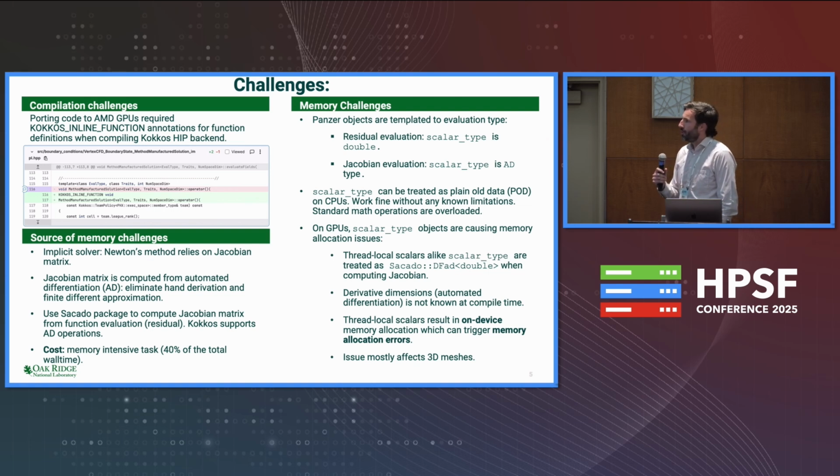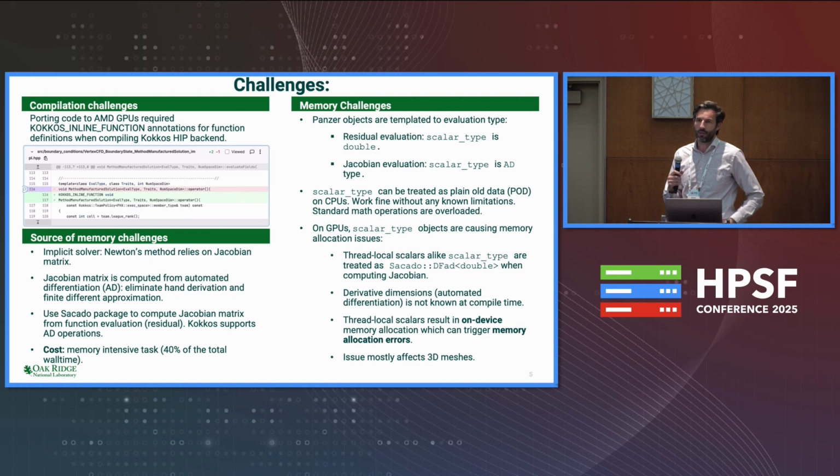So the approach that we have been following with Vertex-CFD is we build the Jacobian matrix using automatic differentiation. And when you do that, you rely on the Sacado package that is going to numerically calculate the derivative with respect to the degrees of freedom you're solving for. So when you do that, it's very simple because you don't have to derive the Jacobian matrix by hand, but it has a cost. For example, when we evaluate the preconditioners of the Jacobian matrix, it can account for up to 40% of the total wall time.